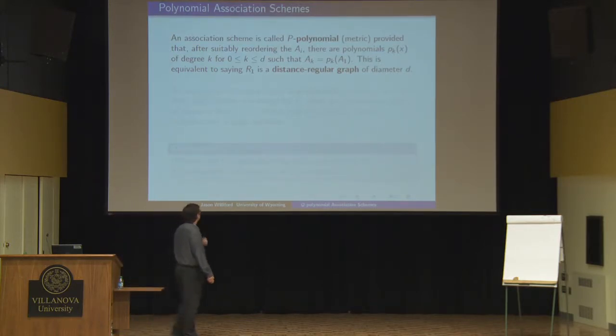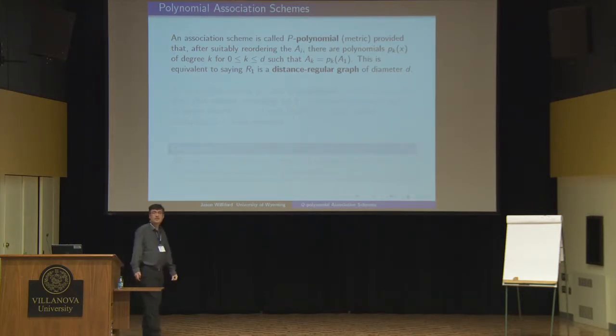And this turns out to be equivalent really to just saying that A1 is the adjacency matrix of a distance regular graph of diameter d, and that the whole scheme is just distance graphs of this one graph. All right, and this is, I would say, the most well-studied kind of association scheme.